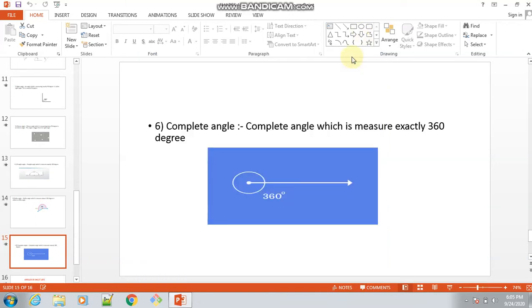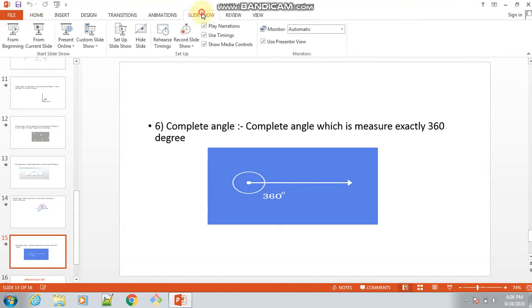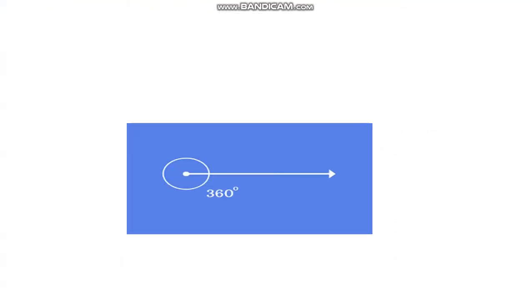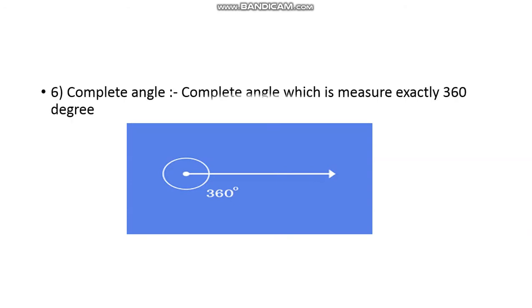Here, students, once again we will be moving to the complete angle. A complete angle is nothing but an angle which measures exactly 360 degrees. This 360 degree we represent as a complete angle. This is a figure. You will be seeing that exactly 360 degrees we represent as a complete angle.